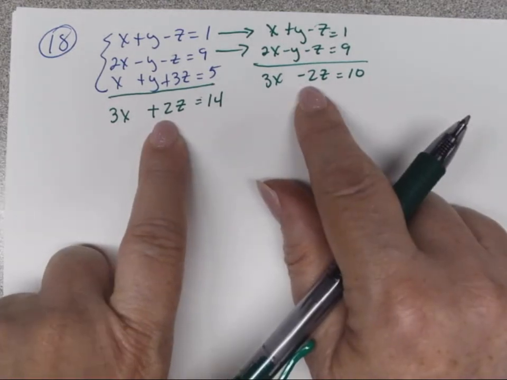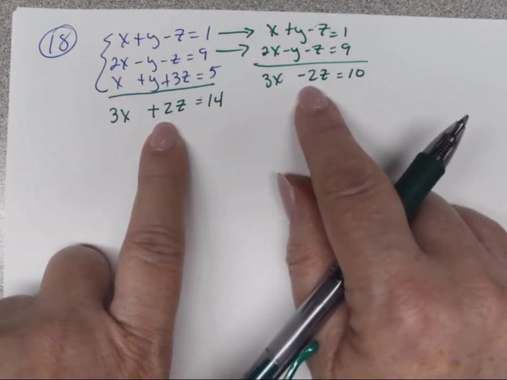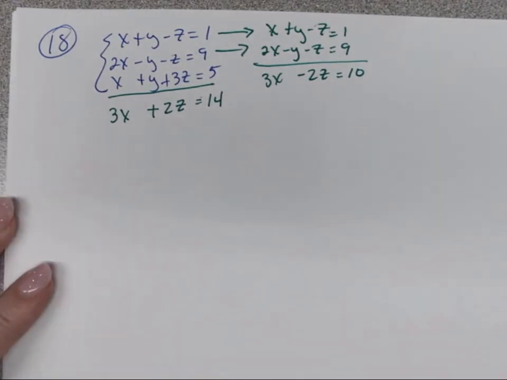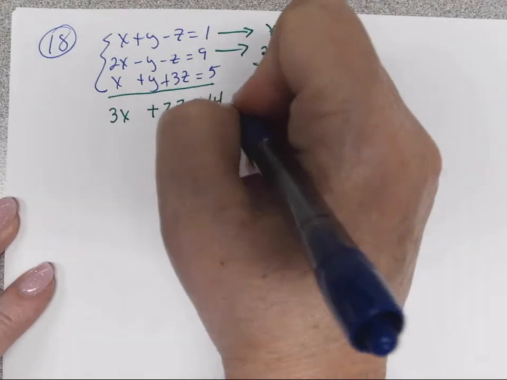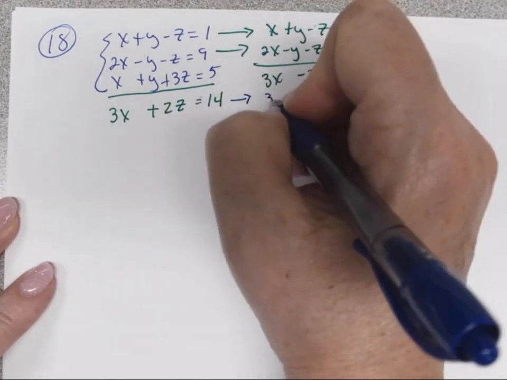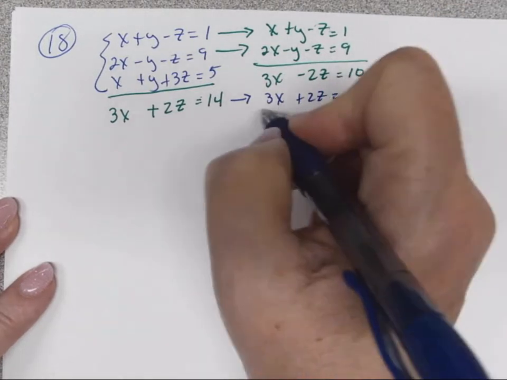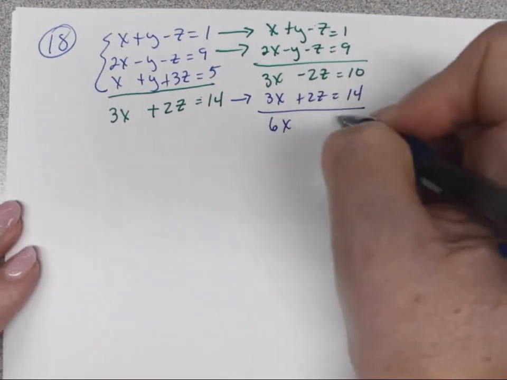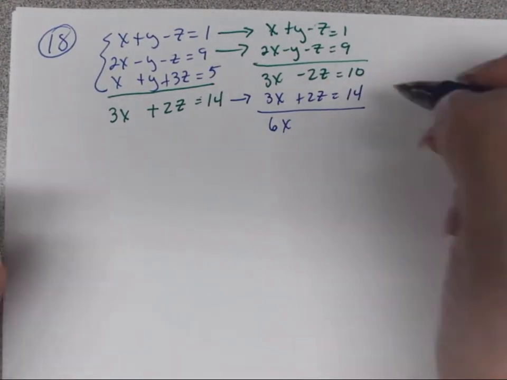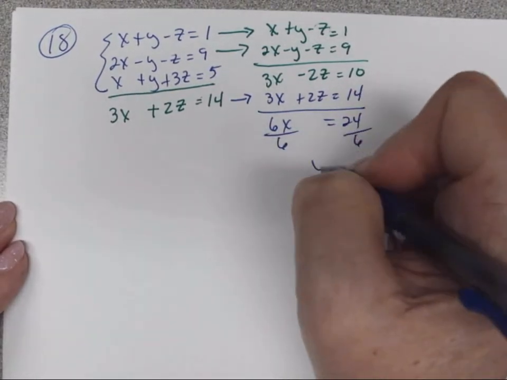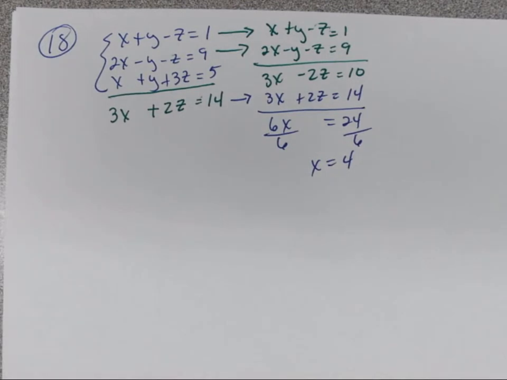If I just add these, this one's actually really simple. I don't have to multiply by anything. I can just bring it straight on over. So 3x plus 2z equals 14. My z's will cancel. I have 6x. Z's cancel out. 10 plus 14 equals 24. Divide by 6 and x will equal 4.